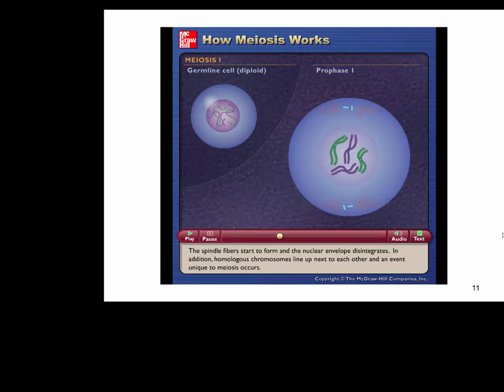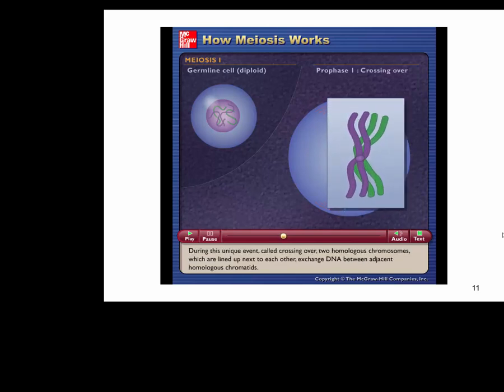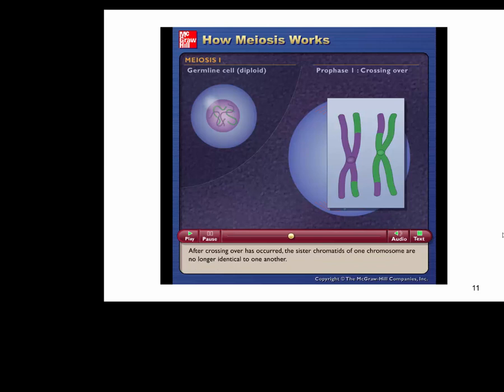In addition, homologous chromosomes line up next to each other, and an event unique to meiosis occurs. During this unique event, called crossing over, 2 homologous chromosomes, which are lined up next to each other, exchange DNA between adjacent homologous chromatids. After crossing over has occurred, the sister chromatids of one chromosome are no longer identical to one another.